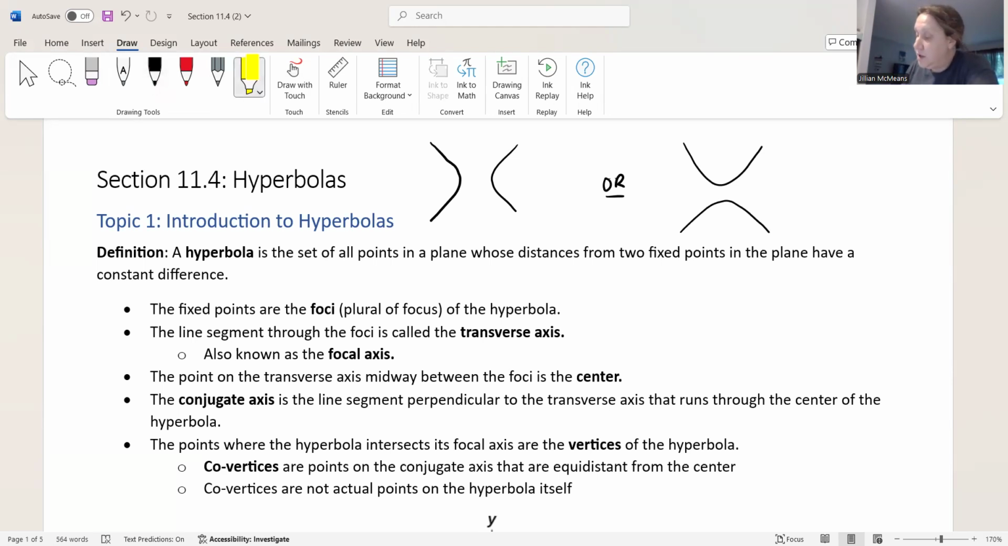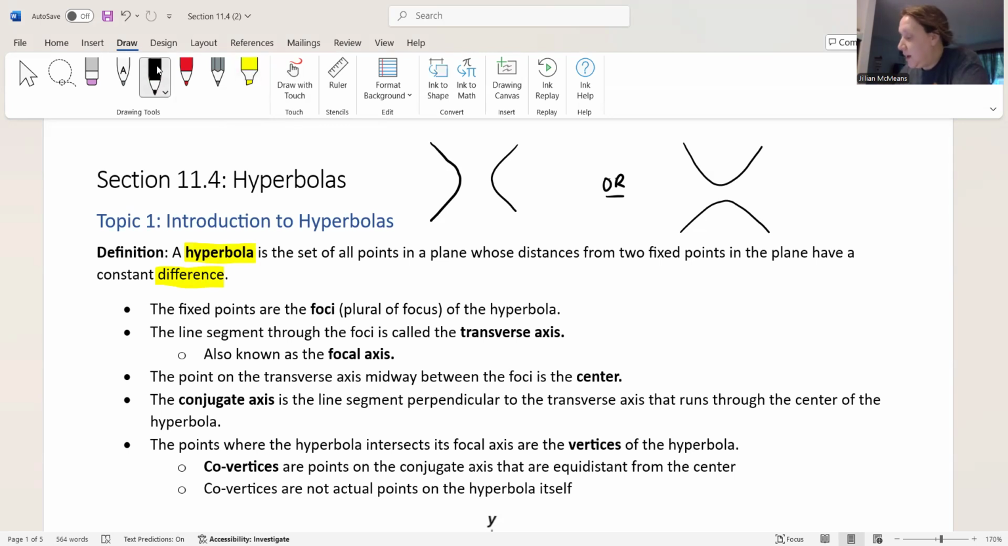Now, as for a definition, a hyperbola is the set of all points in a plane whose distances from two fixed points in the plane have a constant difference. So that basically means we have these two fixed points. We know from an ellipse that we call them foci, for the plural. So we have these two foci points. With an ellipse, we were looking at the distance from a specific point on the ellipse to the first focus and then to the second focus. Well, we're going to do something similar to that.